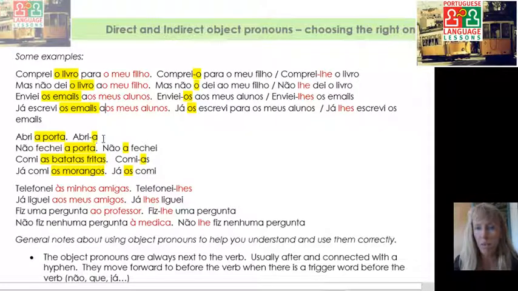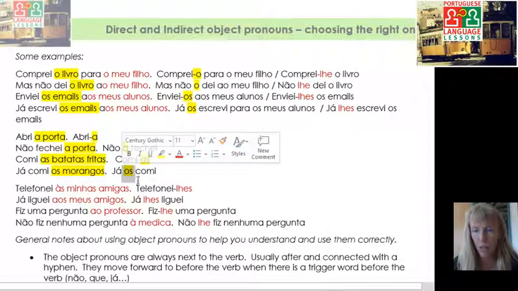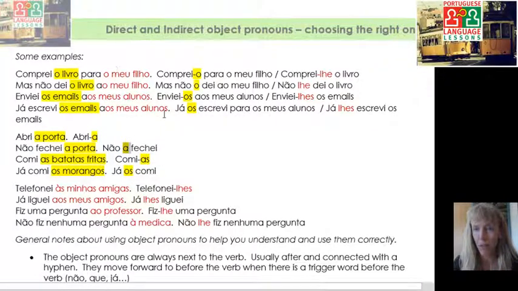Abri a porta, abri-a. Não fechei a porta, não a fechei. Comi as batatas fritas, comi-as. Já comi os morangos, já os comi. Okay, so I'm also giving you examples here of where the pronoun moves forward. Okay, in all of these. And then for the indirect object pronoun, we've got telefonei às minhas amigas, telefonei-lhes, já liguei aos meus amigos, já lhes liguei.